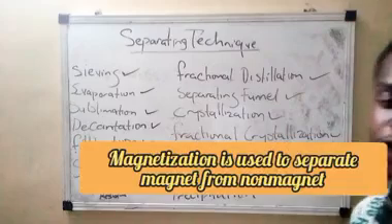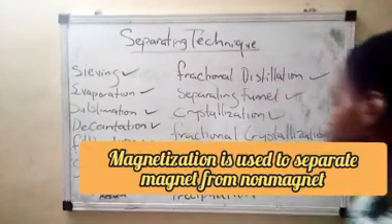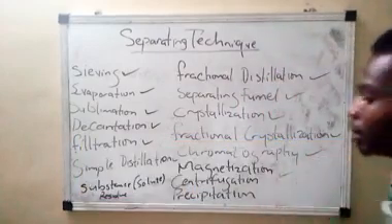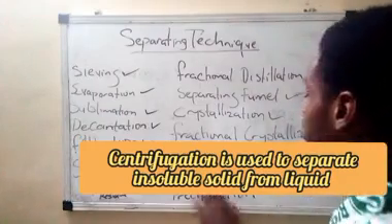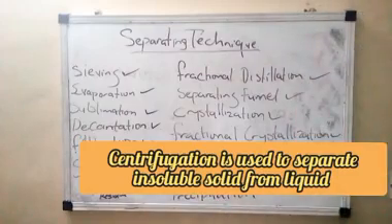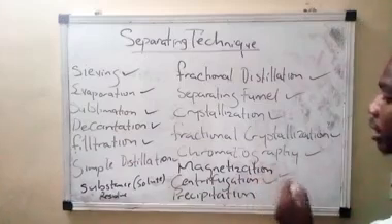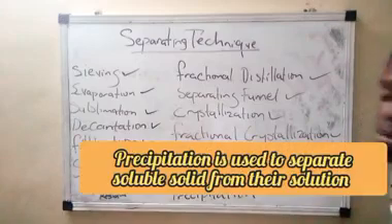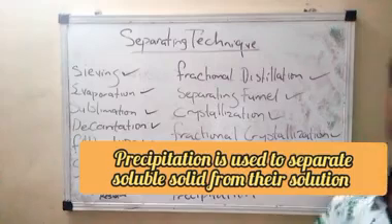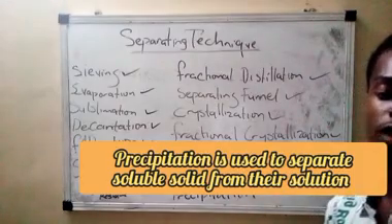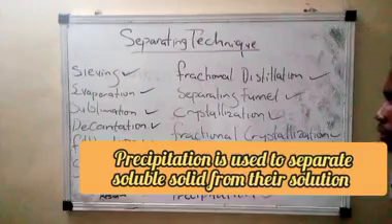There we have magnetization. Magnetization is very simple. It is used in separating magnet from non-magnet. Now we have centrifugation to separate insoluble solid from liquid. So it is used in separating what? Insoluble solid from liquid. The last is precipitation. It's used to precipitate or separate a soluble solid from their solution.